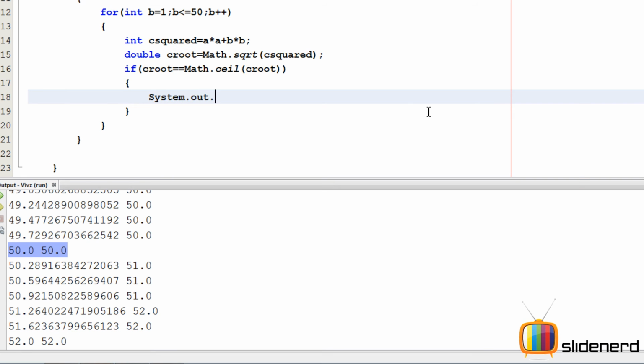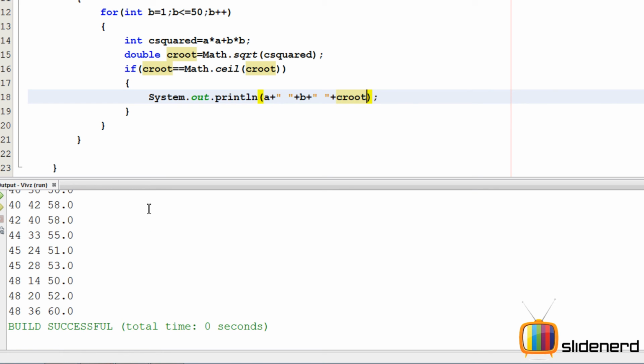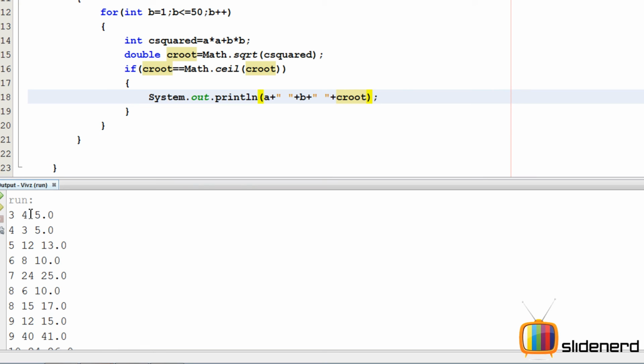We're gonna say System.out.println A space B space C, right? Let me go ahead and run this. Okay, it's gonna be C root. Control S, Shift F6. And bam, there you go, 3, 4, 5.0. Actually, I don't need this 5.0. That makes things look pretty awkward with that, right? So let me go ahead and put an int over here to typecast it to an integer. Alright, now let me go ahead and run this.